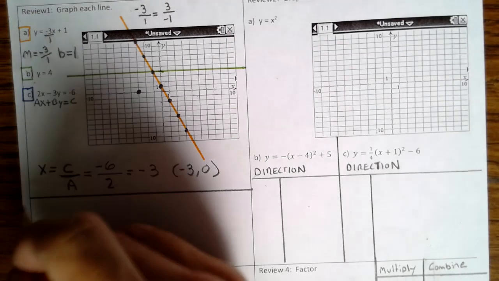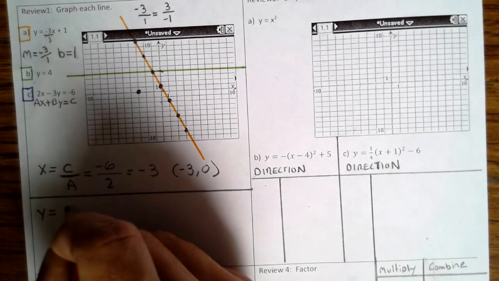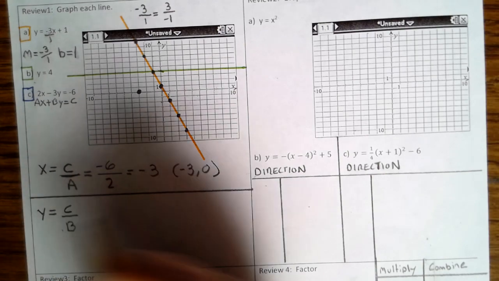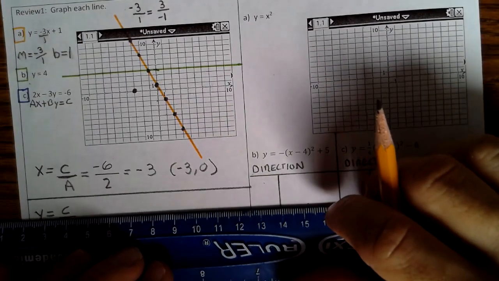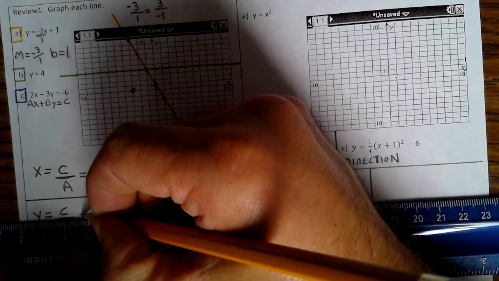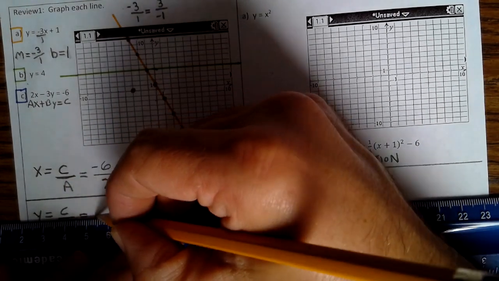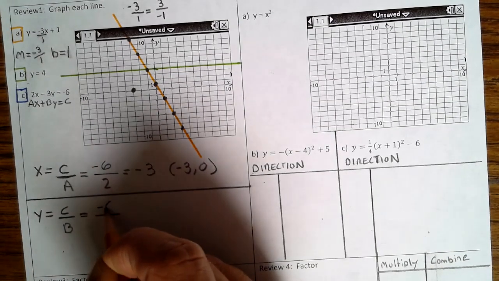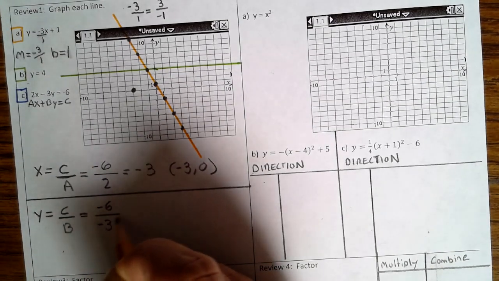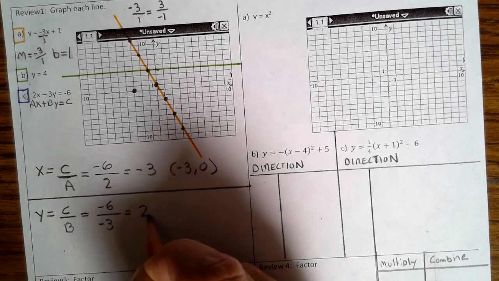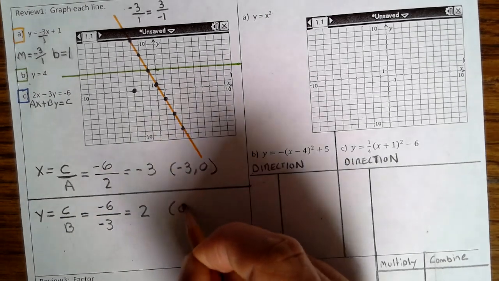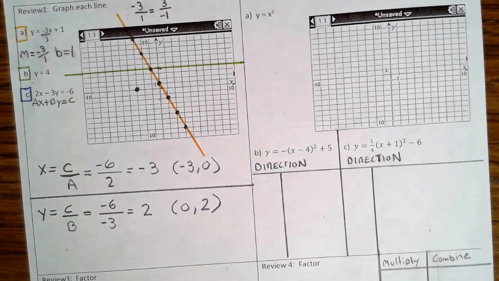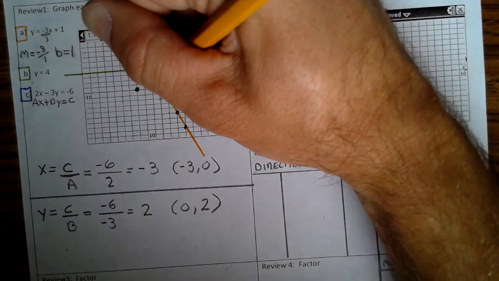Now the y-intercept is equal to c divided by b. Well, c is negative 6, b is negative 3, so that equals a positive 2. So your y-intercept is 0, comma 2. Okay? So 0, 2.